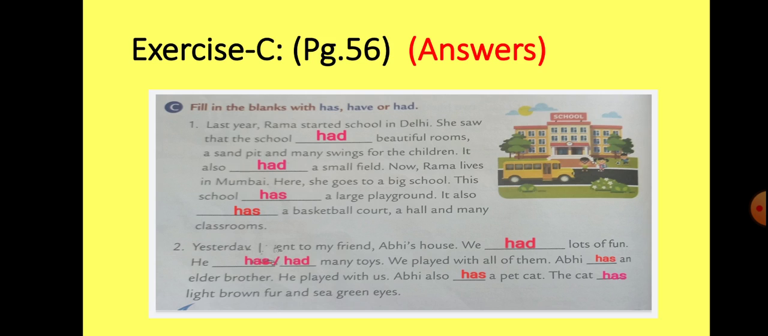Abhi has an elder brother. See, Abhi still has his elder brother. We're talking about yesterday's event, but this brother, he still has. It's a fact, so we have to use has here. He has an elder brother. He played with us. Abhi also has a pet cat. The cat has light brown fur and sea green eyes. So these are all present facts. So we are using present tense verbs. Okay, whatever actions we did yesterday, for that we are using had.